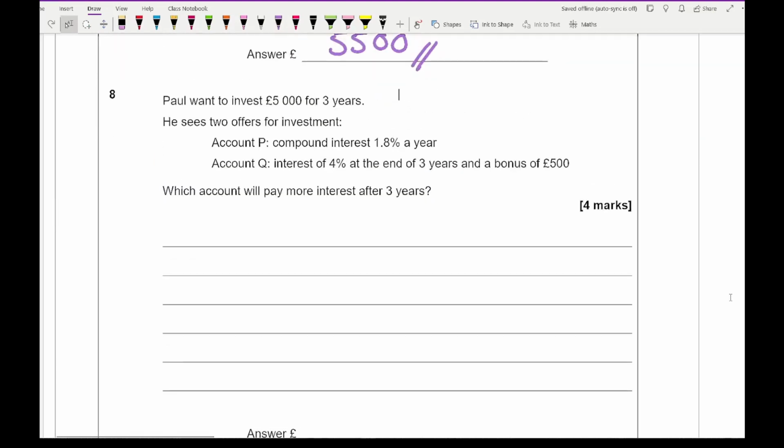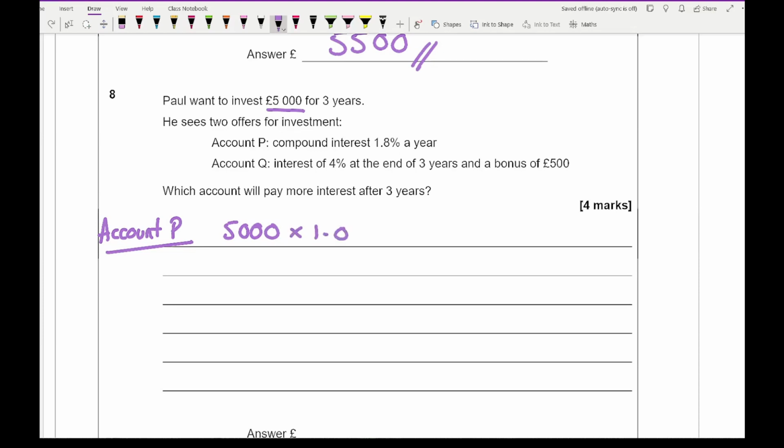Then moving on to question 8, it says Paul wants to invest £5,000 for 3 years. He sees 2 offers for investment. Account P is compound interest of 1.8% per year, and account Q is an interest of 4% at the end of 3 years and a bonus of £500. Which account will pay more interest after 3 years? So let's first of all have a look at account P. Account P is compound interest of 1.8% per year. Original amount is 5,000, so that's going to be 5,000 multiplied by 1.018 to the power of 3.